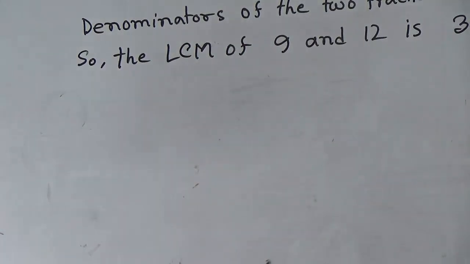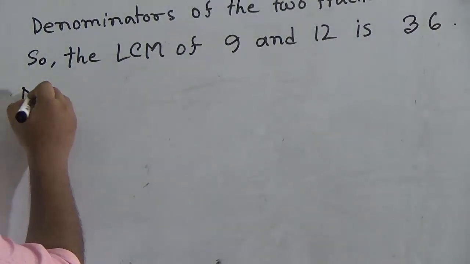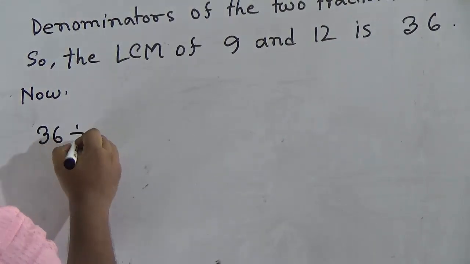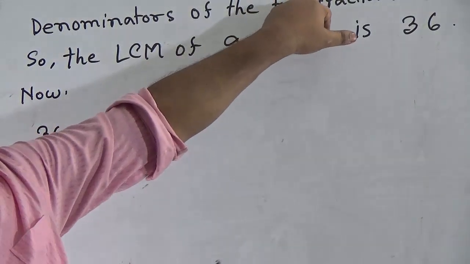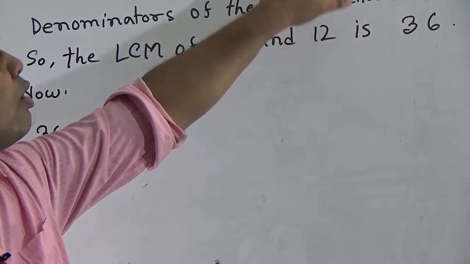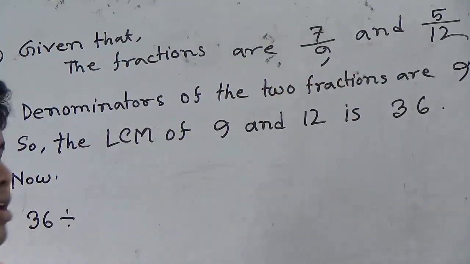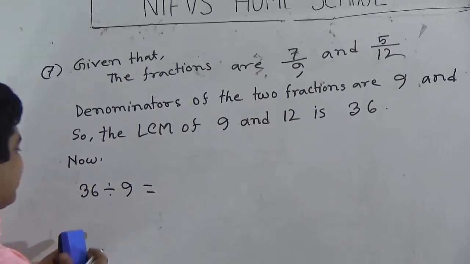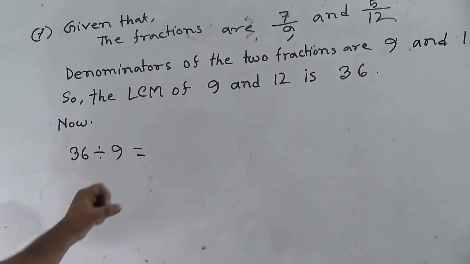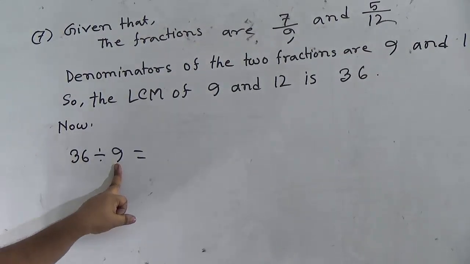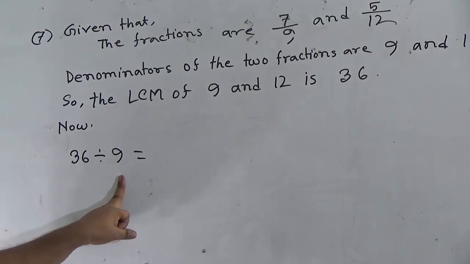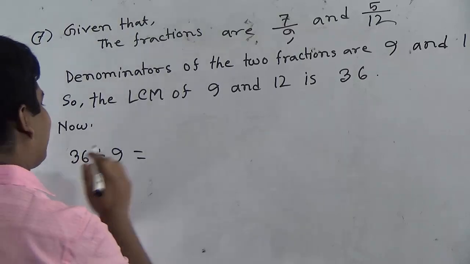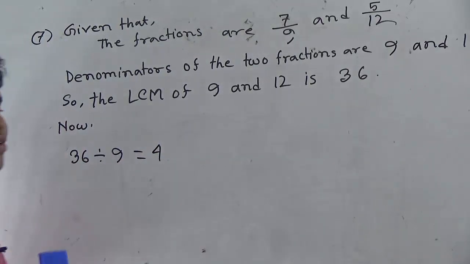Now this time we divide this 36 by the denominator of the first fraction. Here the denominator of the first fraction is 9. So we divide 36 by 9. If we divide 36 by 9, then which number do we get? 9 ones are 9, 9 twos are 18, 9 threes are 27 and 9 fours are 36. So if we divide 36 by 9, then we get 4.